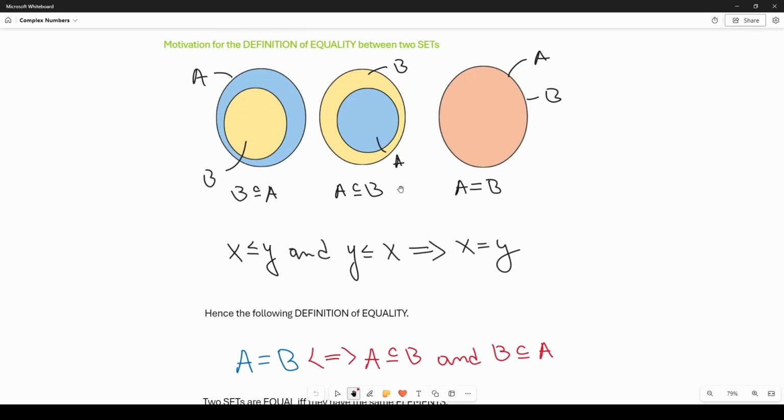Now we would like to define what it means for two sets to be equal. Again, some motivation. In this picture, B is a subset of A, and in this picture, A is a subset of B. Now, if both of these were to hold, the only reasonable picture we could expect to conceive of would be this picture, where A and B overlap. So A is equal to B, analogous to numbers and the relation less than or equal to. For if x is less than or equal to y, and y is less than or equal to x, then it follows that x is equal to y.